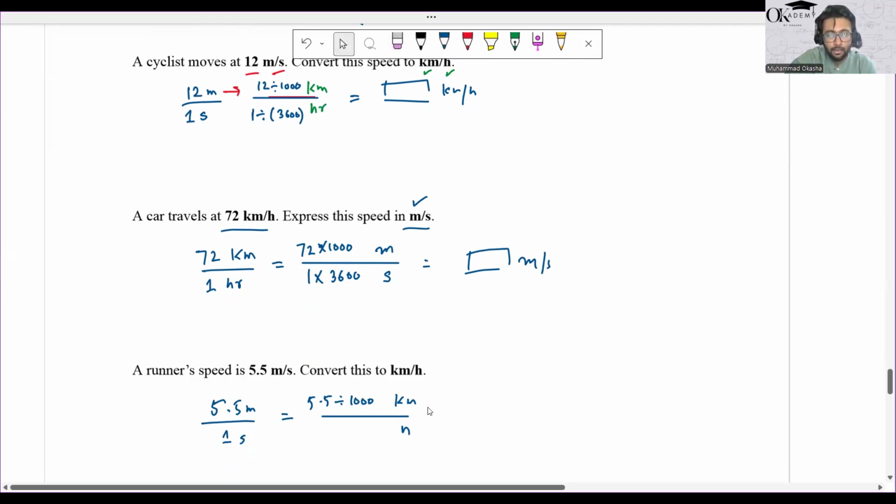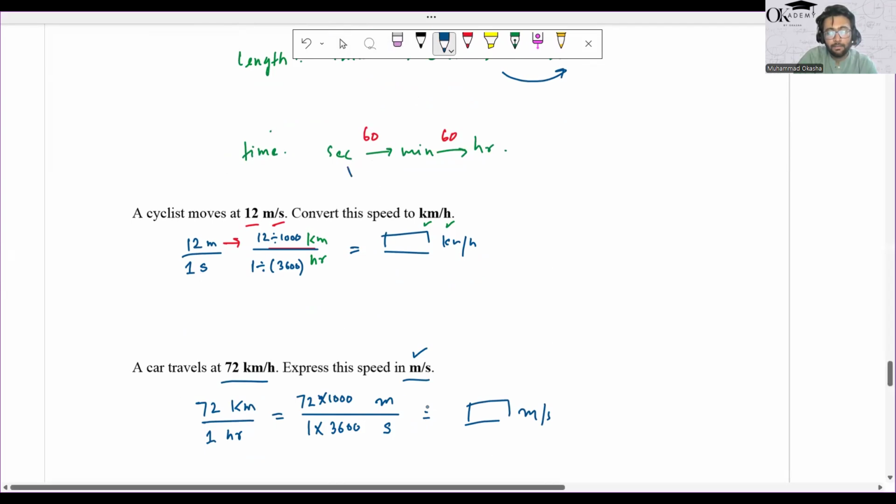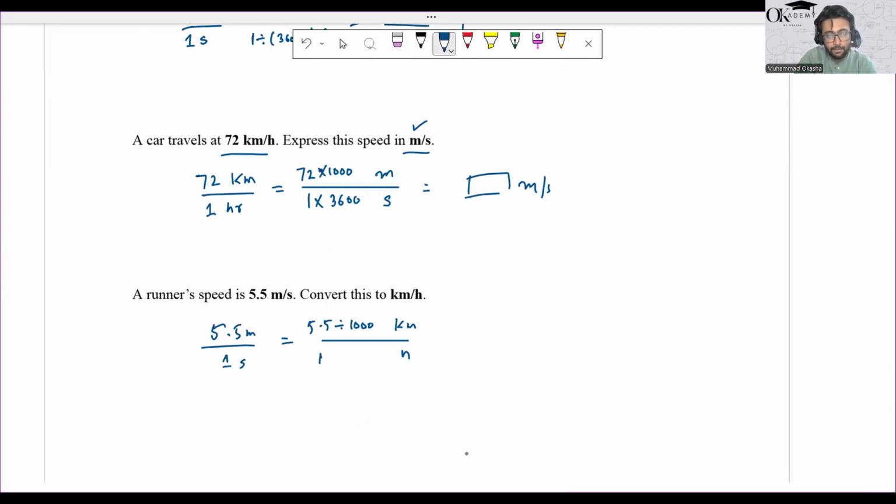Converting seconds to hours is again forward. So you'll do the division. Make sure that you're dividing very, very carefully. 1 divided by 3,600, because you're doing the 2 steps. Once you put this in the calculator, you will get your answer. Make sure you do it very, very carefully. I'll do one sample calculation with you.